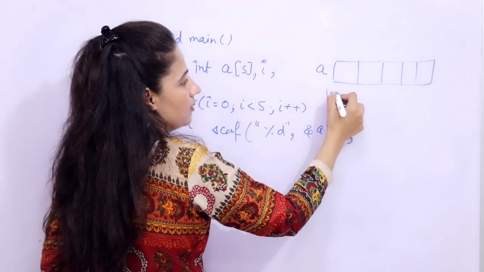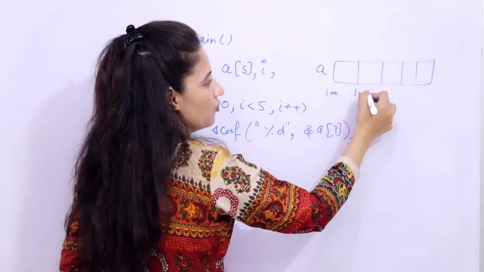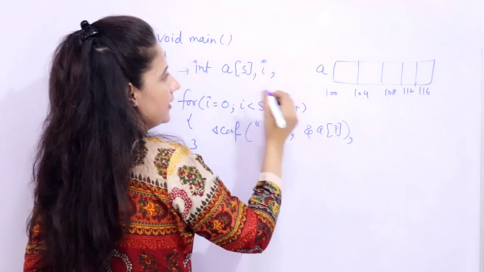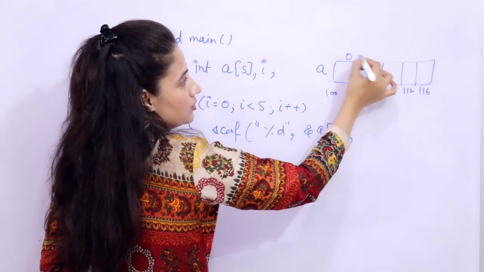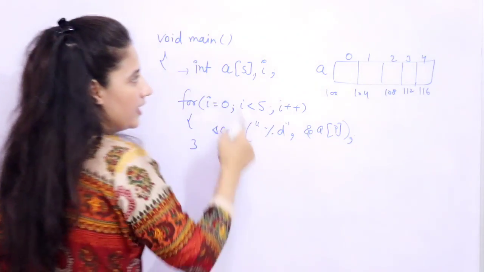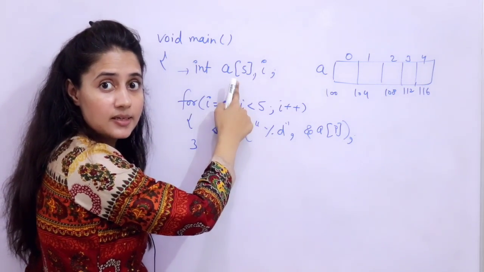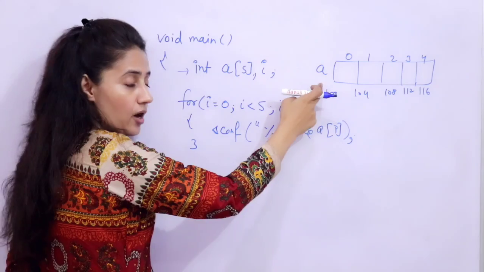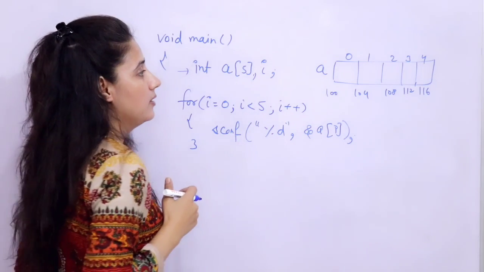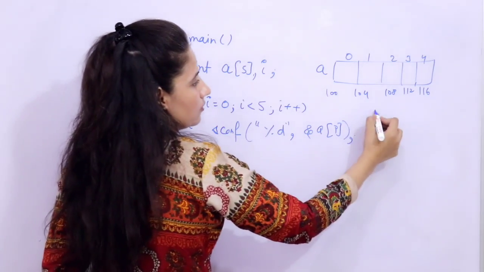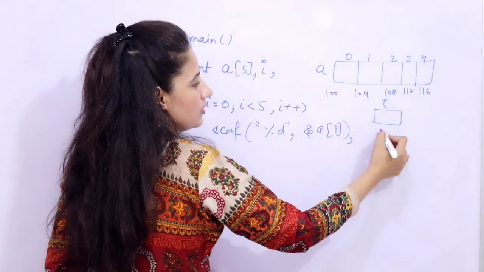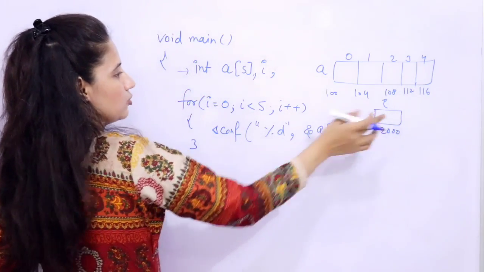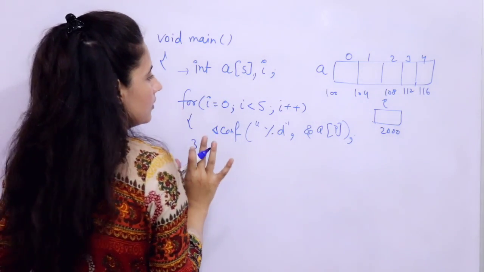Now suppose the address is 100. Taking 4 bytes, the next addresses are 104, then 108, 112, and for this 116. And the index would be 0, 1, 2, 3 and 4. If we haven't initialized it, then it contains some garbage value, and if you print it now, garbage values would be printed. And for the variable i, suppose its memory address is 2000, and it also has some garbage value right now.